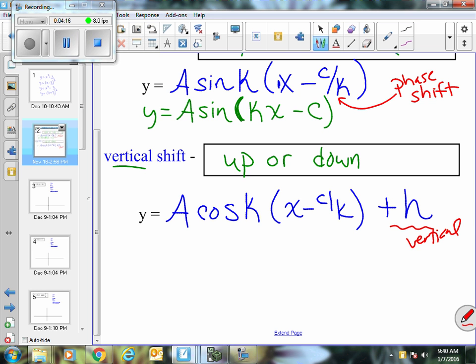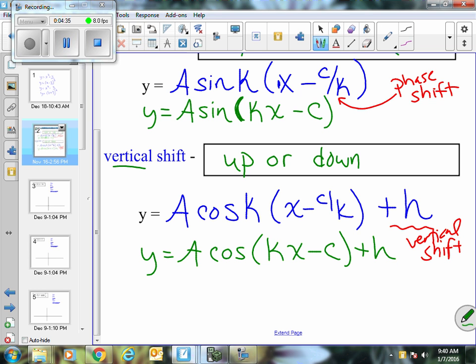Now, if it's going to go up, that's going to be a positive. If it's going to go down, it would be a negative. It's exactly how you want it to be, what we talked about for any other parent graph. And again, the other version of this would be if you multiply through, but that doesn't affect that vertical shift at all either. So it's just two different ways of writing the same thing, whether it's distributed through or not.